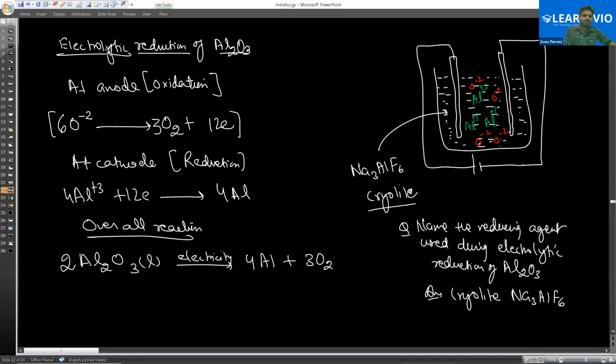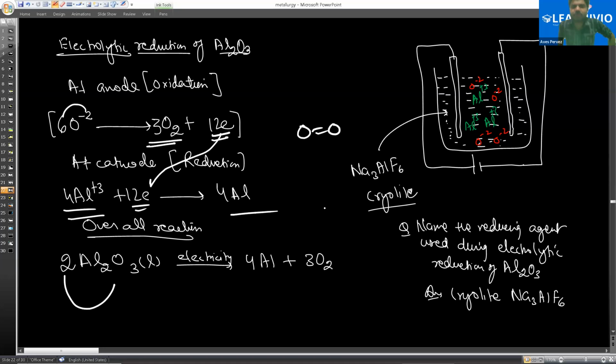Six oxide ions will go, and they will form three oxygen molecules, because one oxygen molecule has two oxygen atoms. They will lose 12 electrons to become three oxygen molecules. And similarly, the four aluminium ions will gain three electrons each. It is not so important.